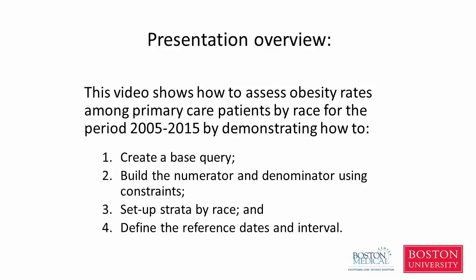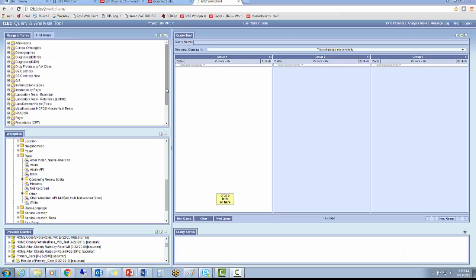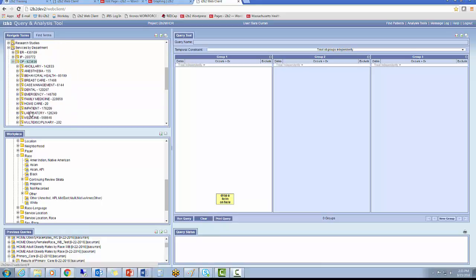In this example, the video will show how to assess obesity rates among primary care patients by race for the period 2005 to 2015 by demonstrating first how to create a base query, then how to build the numerator and denominator using constraints, then how to set up strata by race, and finally how to define the reference periods and intervals. In this example, we first need to set up a base query.